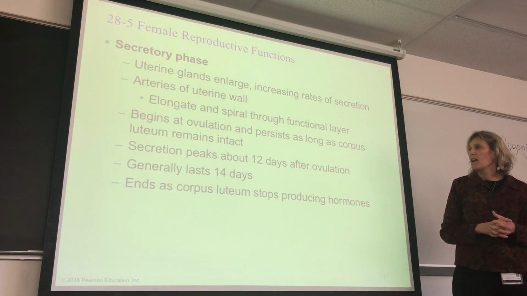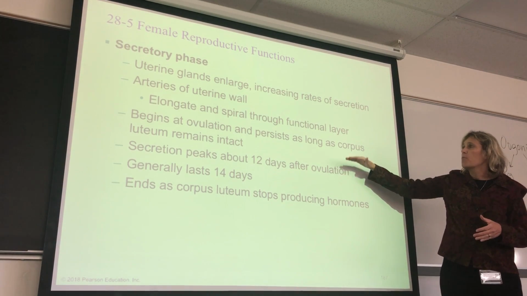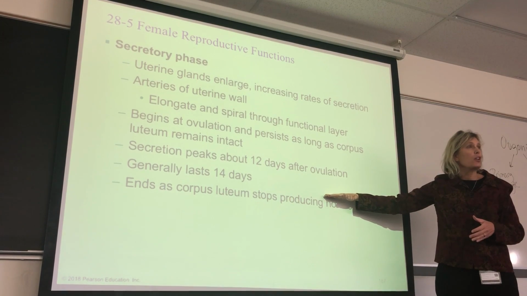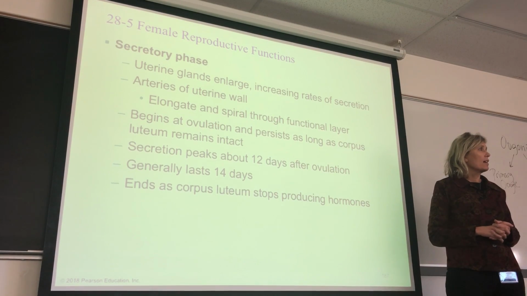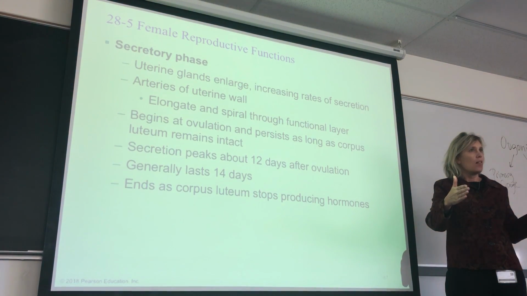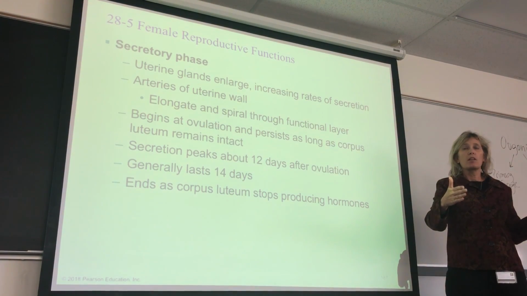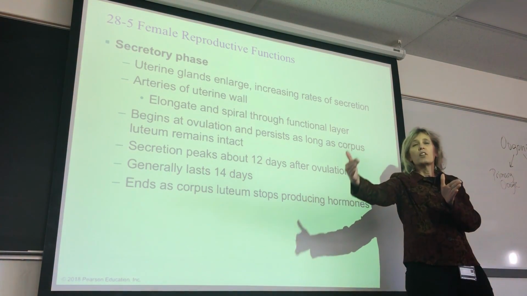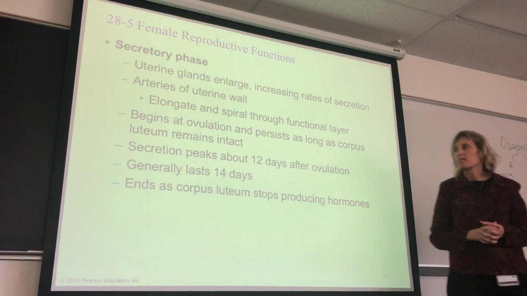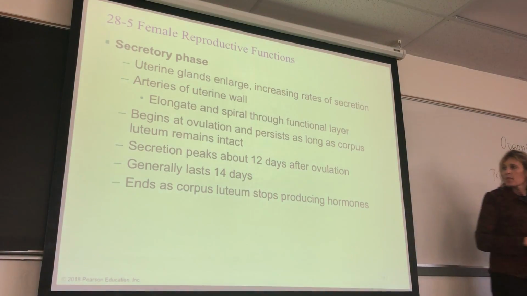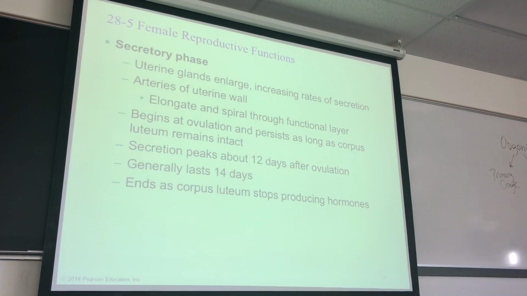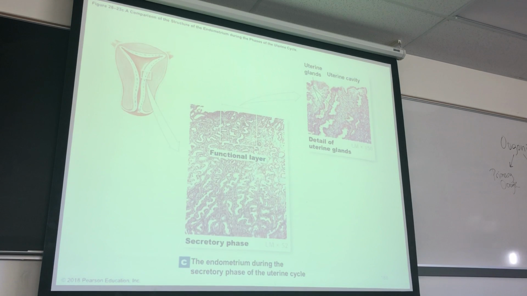Secretion peaks about 12 days after ovulation. We know from ovulation until the very next period, it's going to be about 14 days. That's where we come up with a 28-day cycle. 14 days are in the proliferative phase, and then we have another 14 days in the secretory phase. This phase is going to end as the corpus luteum stops producing hormones, stops producing progesterone, as it starts to degenerate into the corpus albicans.